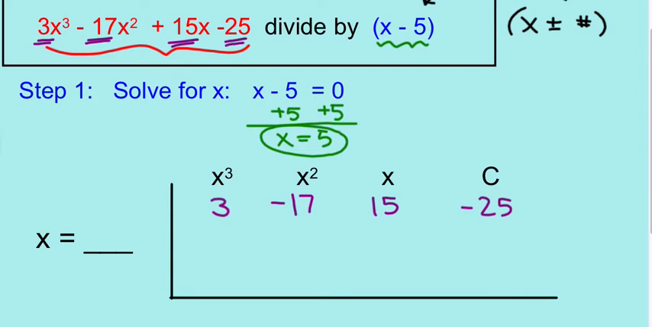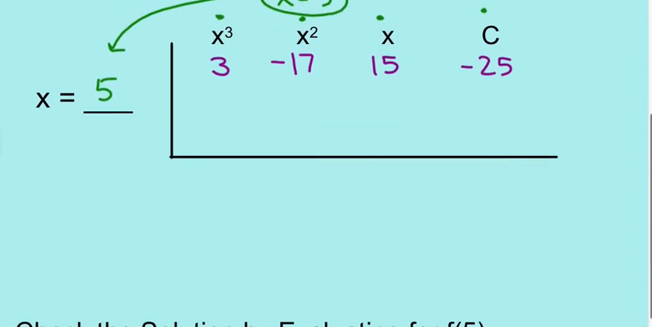You have to make sure whatever your degree is, in this case it's a cubic, you're going all the way down to the constant. So you're going to have an x cubed, an x squared, an x, and a constant. So you're just taking those coefficients and then the constant. Now this x equals 5 is going to come down and go in front. Now you may want to pause and just watch this next process. All right, so here's the setup for synthetic division. Now we're going to solve it.